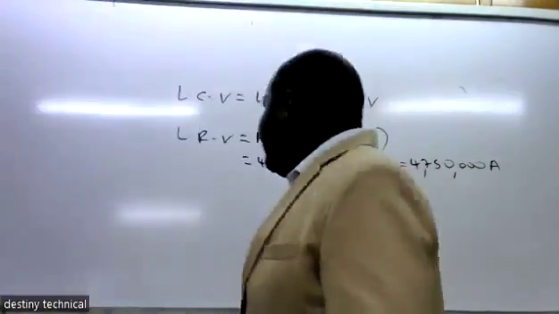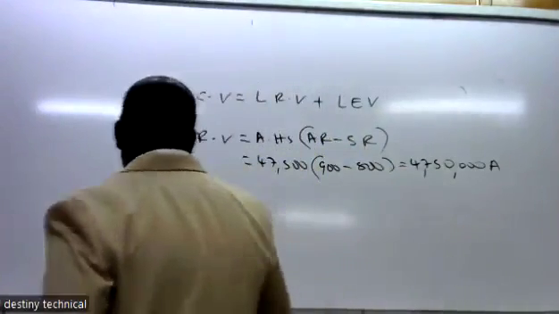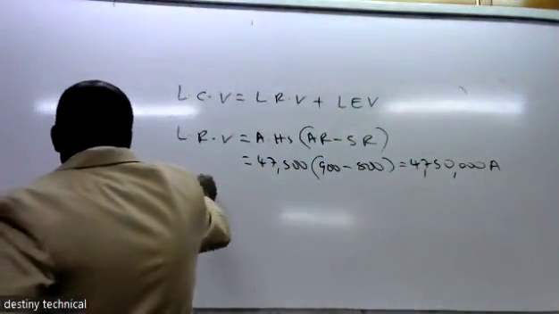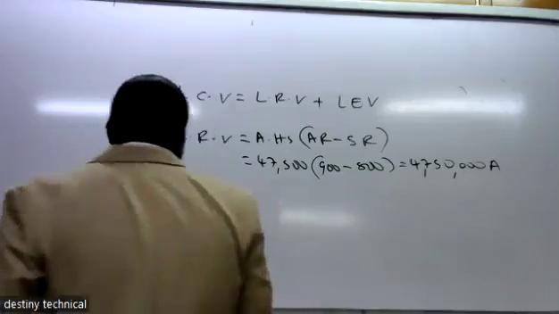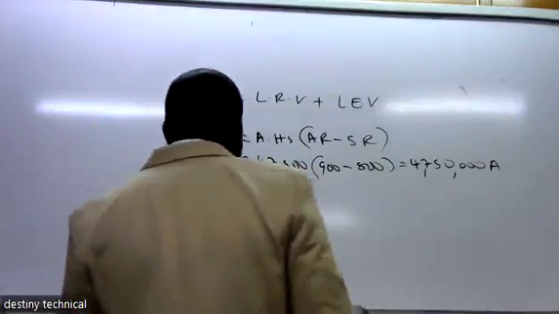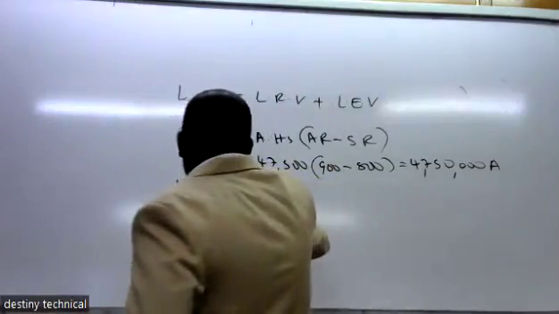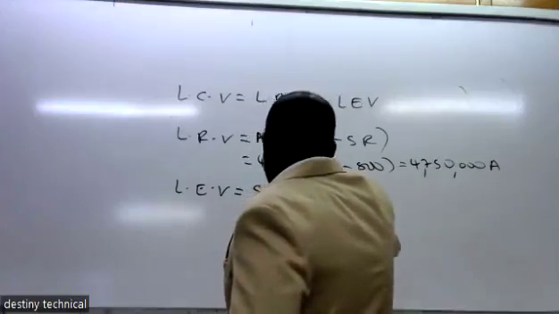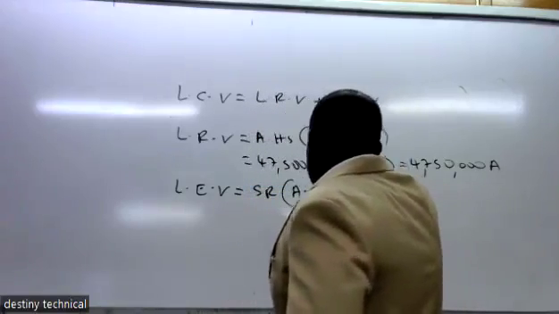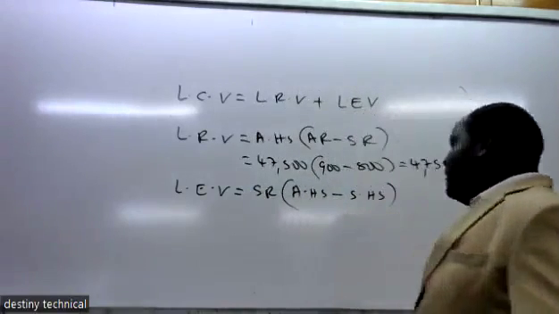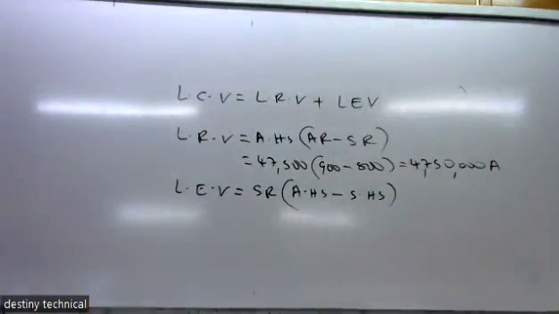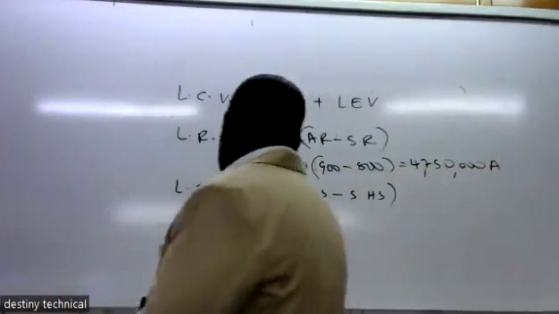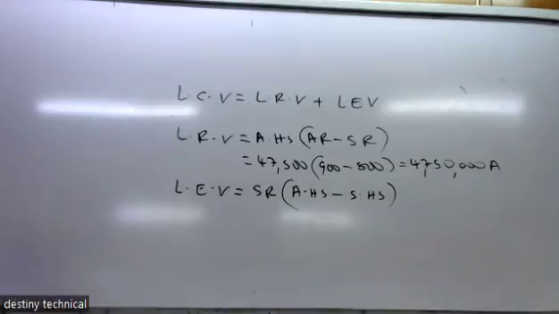So the next item should now be labor efficiency variance. Labor efficiency variance is the standard rate in the brackets of the actual hours minus the standard hours. So when you want to compute labor efficiency variance, it will be the standard rate in the brackets of the actual hours minus the standard hours.